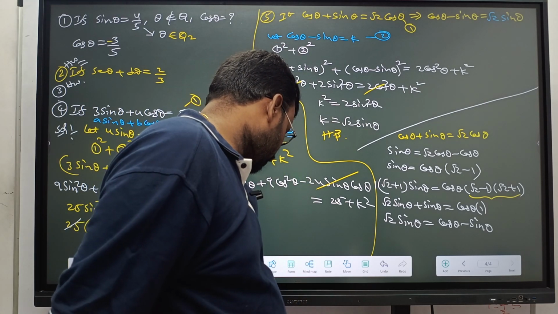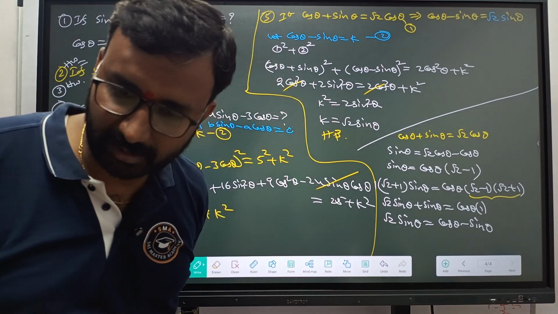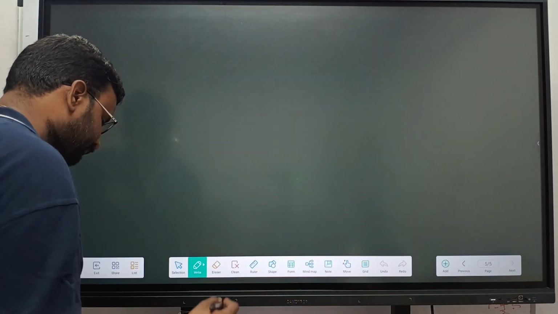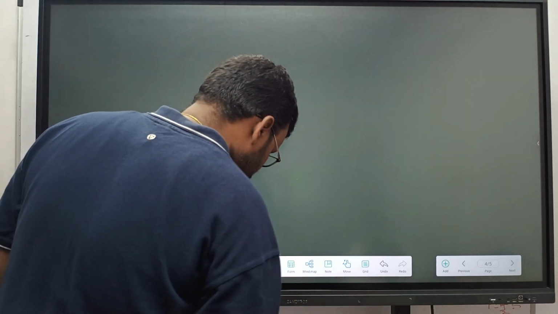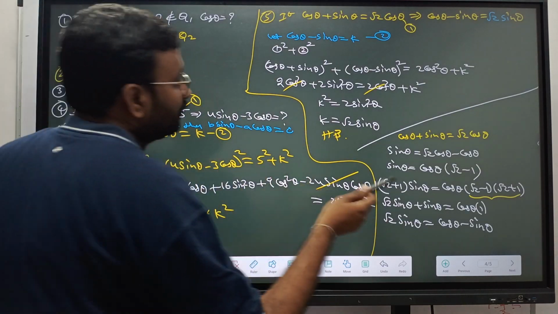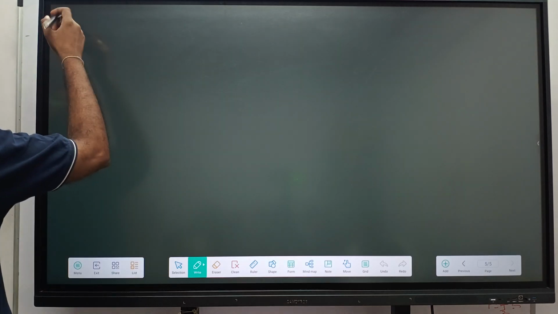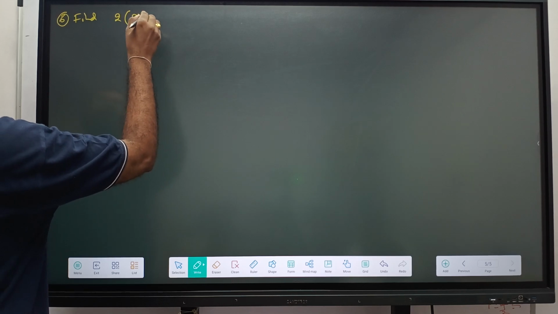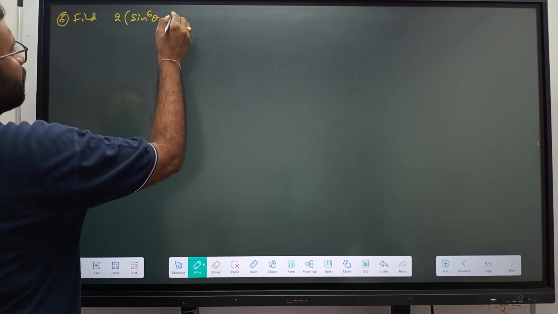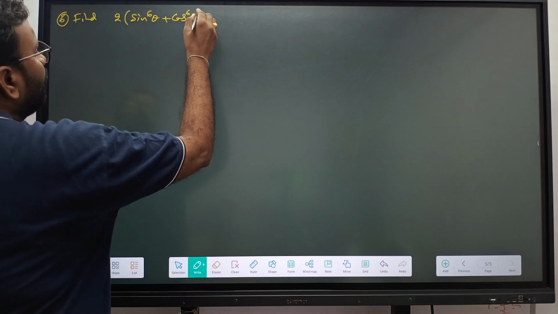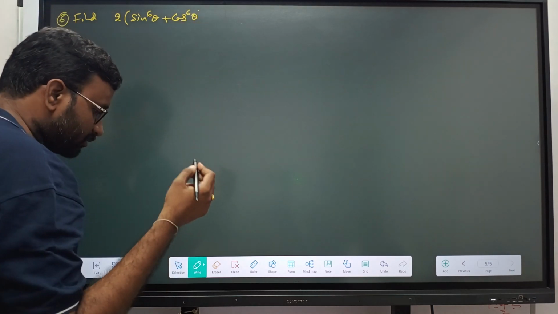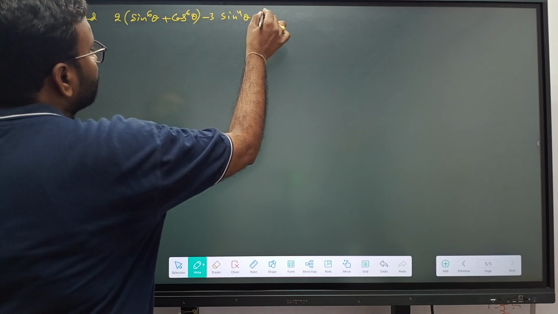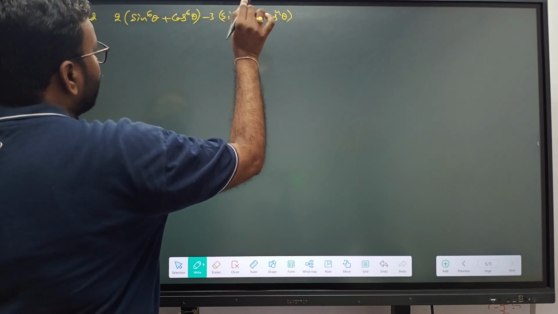Next, see question number 9. You need to know the a cube plus b cube formula. What is the a cube plus b cube formula? So tell me the question first of all. The question is: sin power 6 theta plus cos power 6 theta, bracket close, minus 3 into sin power 4 theta plus cos power 4 theta, this is also in bracket.